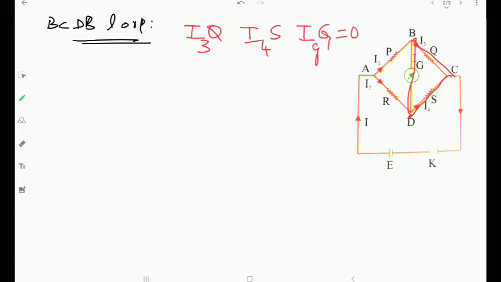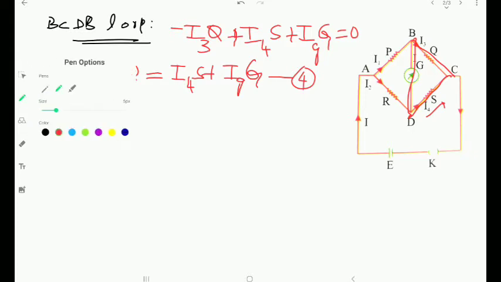Now applying sign conventions, B to C is in the direction of current, minus; C to D, we are moving opposite to the direction of flow, plus; and D to B again is the opposite direction, so it is plus. Bringing out I3Q, I3Q equal to I4S plus IGG, equation number 4.